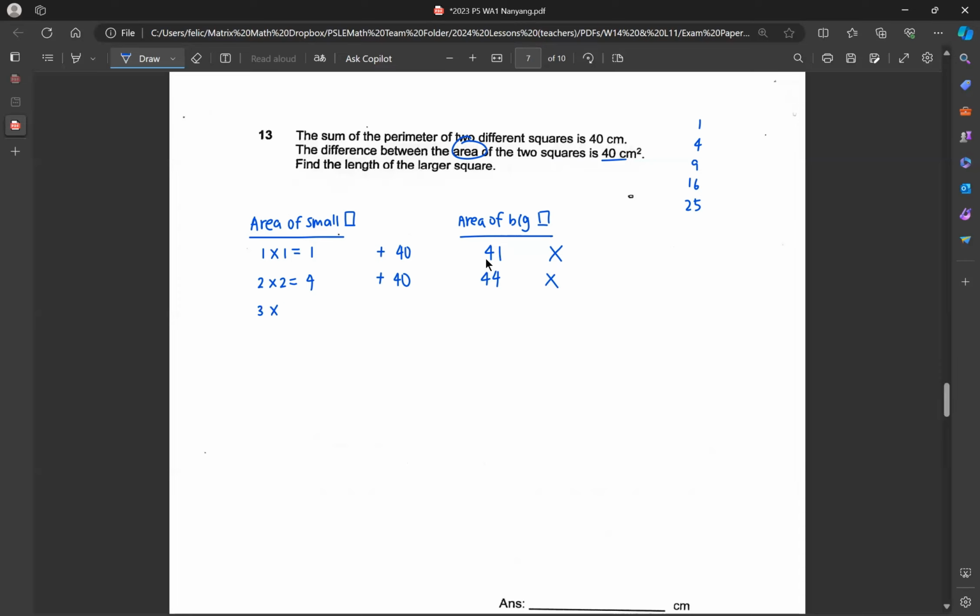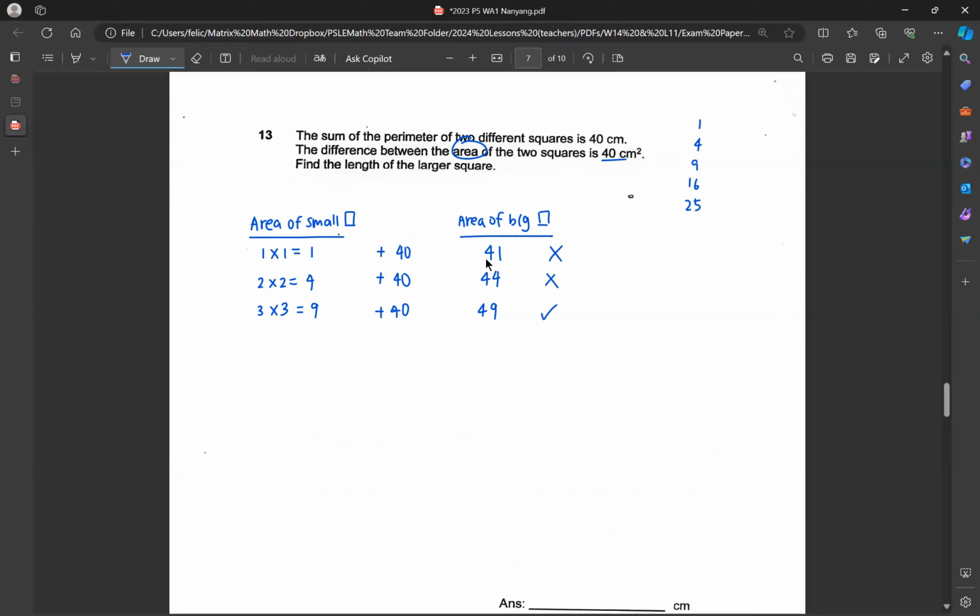So 3 times 3. 3 cm side of the small square. So 3 cm side would give us an area of 9. Now I plus 40 to get to the big square area. So 9 plus 40, 49. So is 49 a square number? All right, so thank goodness 49 is actually a square number, yeah? So this will be possible. Definitely this. Okay, we will consider this.